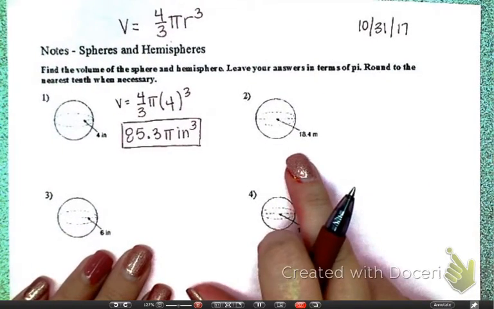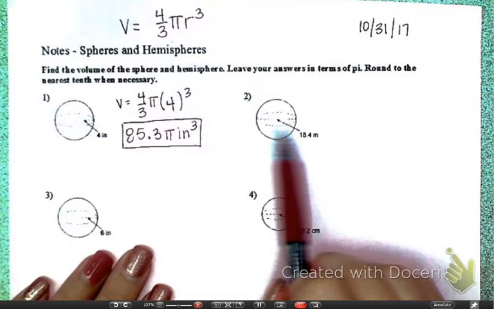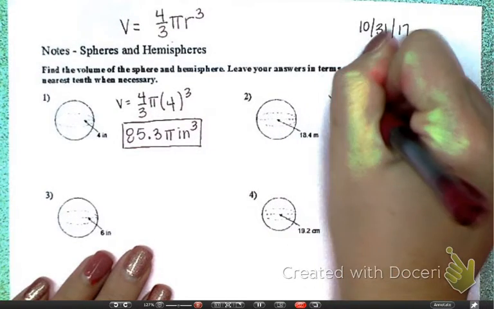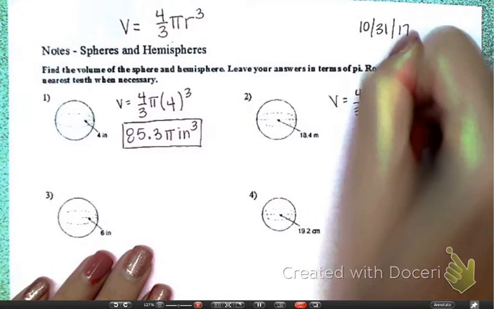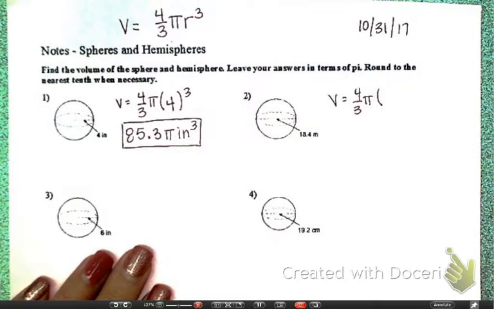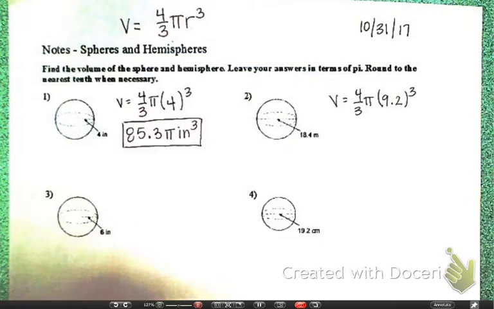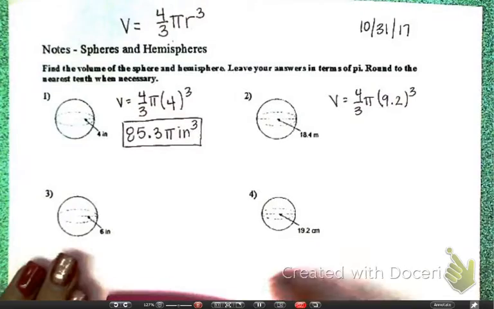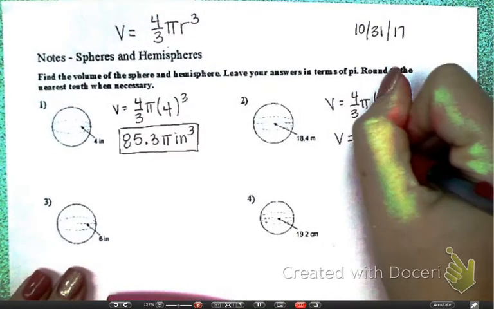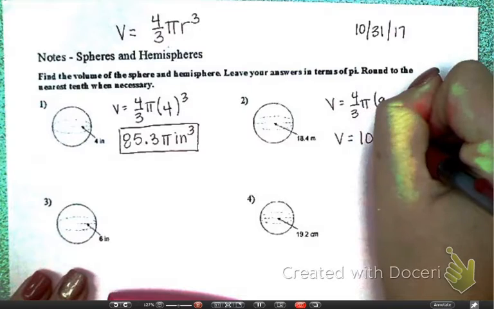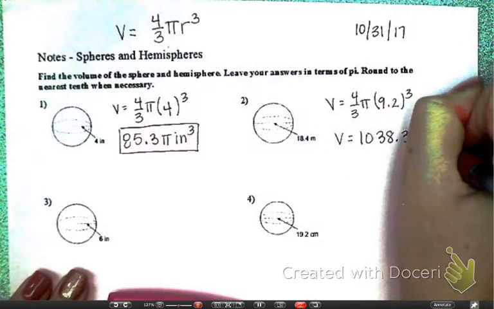We're going to do the second one. So here I have a diameter. I need to know what the radius is. So 4/3 pi, the radius is going to be half the diameter. So 18.4 divided by 2 gives you 9.2 cubed. And again, you're going to take your calculator. So 9.2 to the third power. And then we're going to multiply that by 4/3. And you are left with 1,038.3 pi meters cubed.